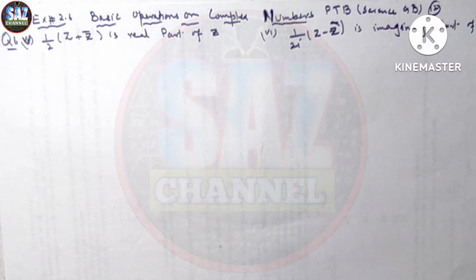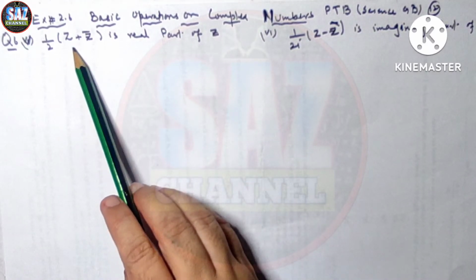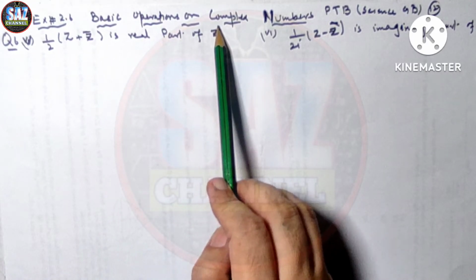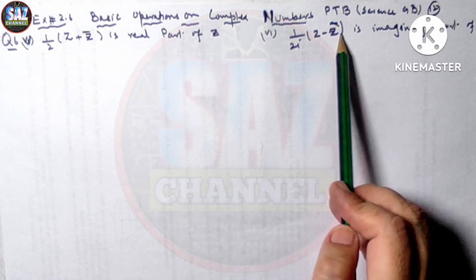Moving to the class, question 6 part 5 says that we have to show that half (z plus z bar) is the real part of z, and the next says that we have to show that 1 over 2 iota (z minus z bar) is the imaginary part of z. Very important question, and this can come in your paper 1 objective paper as well, so you have to keep this result in mind: half (z plus z bar) is the real part of z, and 1 over 2 iota (z minus z bar) is the imaginary part of z. It can come in paper 2 as well, in long questions.